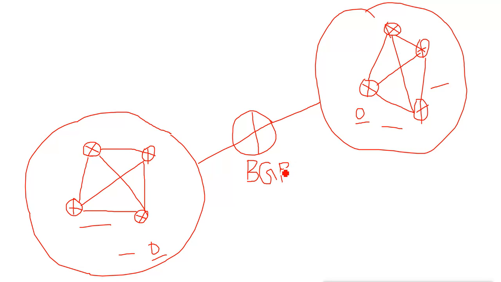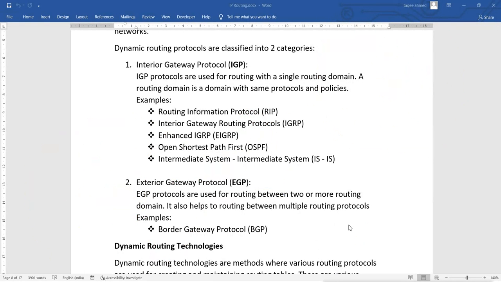BGP means Border Gateway Protocol, and that is the only protocol which is an exterior gateway protocol, configured outside the boundary of the routing domain. Its job is to do the communication between two different routing domains, and it can also be used to communicate between two or multiple routing protocols. So these two are the classification of our routing protocols, IGP and EGP.